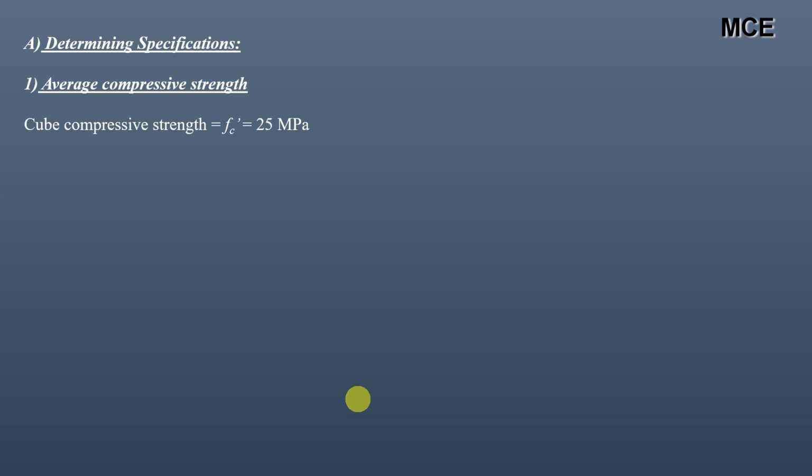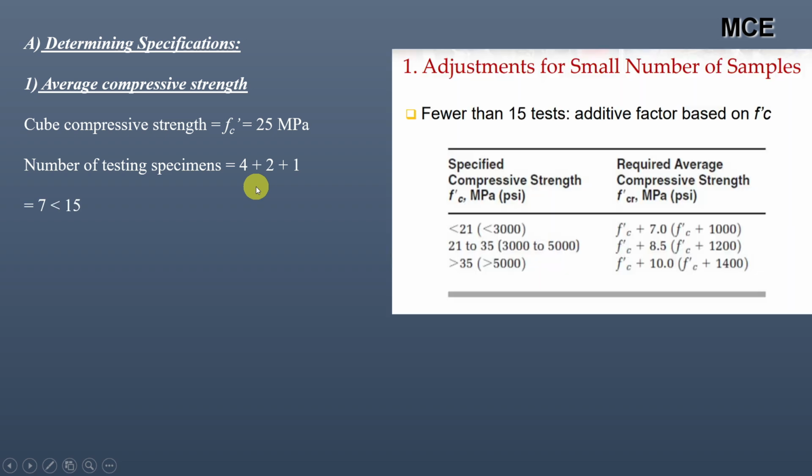Now we will come to the specifications. First we need to know the average compressive strength for our specimen. Already we have been given that the cube compressive strength is 25 megapascal. Our number of testing specimens, that is 4 cubes, 2 cylinders and 1 beam, is equal to 7, which is less than 15. Since we don't have any data for the standard deviation, we will use the ACI code table for adjustment for a small number of samples.